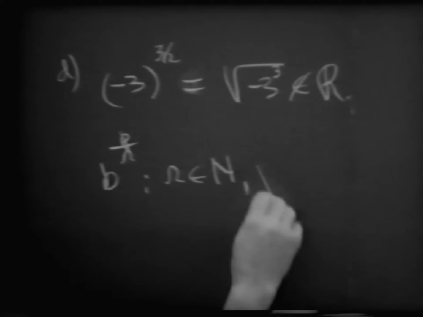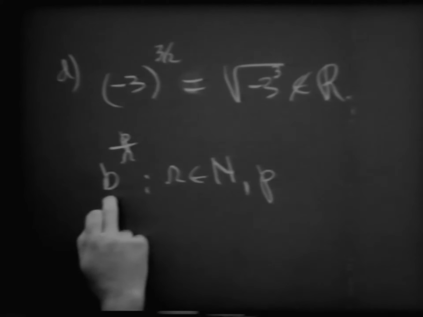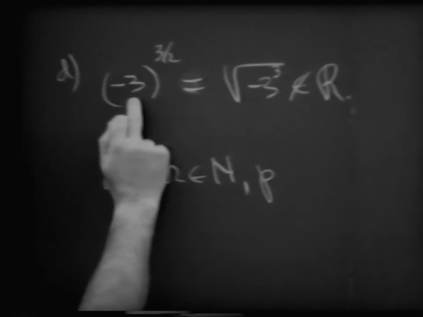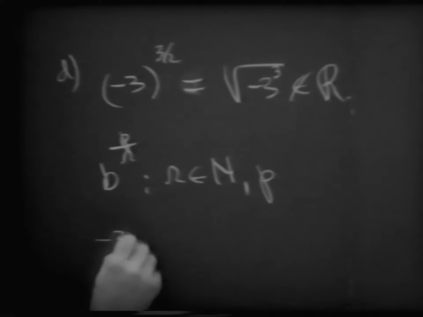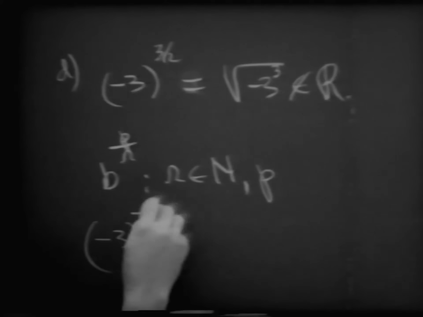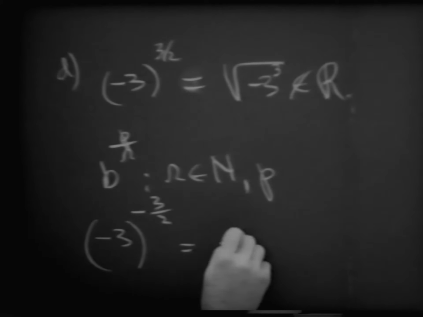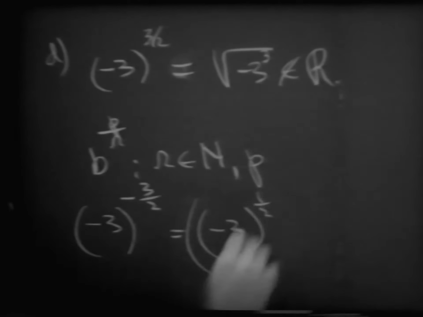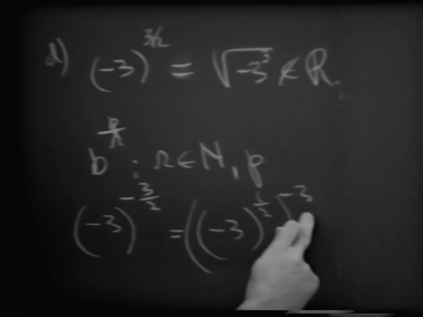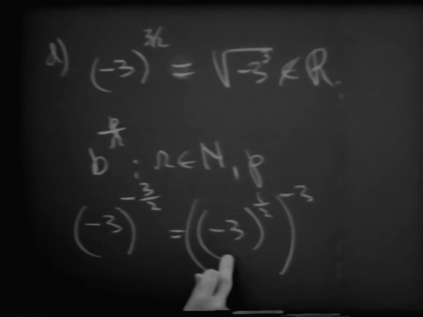Now, what kind of number can p be? If we had, say, b raised to the, let's say, negative 3 raised to the negative 3/2 power. In fact, let's write that down. Negative 3 raised to the negative 3/2 power. I think you would have to write this as negative 3 raised to the what? To the 1/2 power, all raised to the negative 3. Is that right? But we've already said that this number is not inside the set of real numbers.